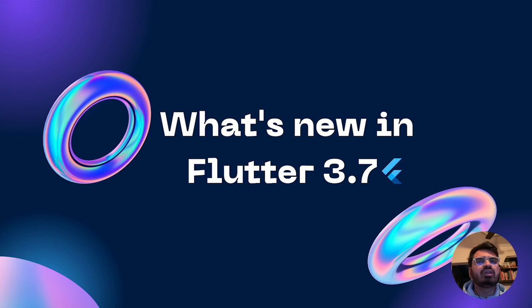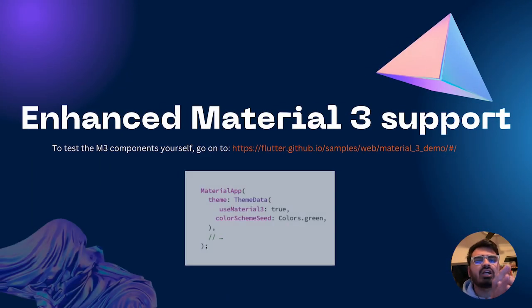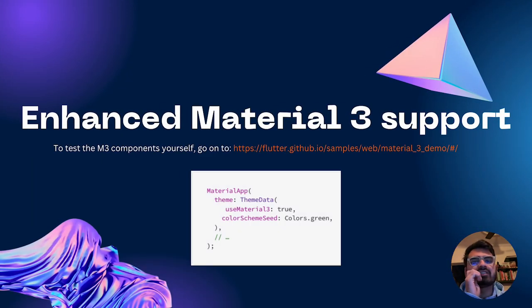And in today's video, we are going to talk about the latest features and improvements in Flutter 3.7. So to start off with, the Material 3 support has been enhanced significantly in the new release. Many widgets such as bottom app bar, text fields, checkboxes, and banner have been migrated to Material 3. And in order to use the new features, you just have to enable the useMaterial3 flag in the theme data of your application. And if you want to test the M3 components yourself, just go on to this link and have a demo yourself.